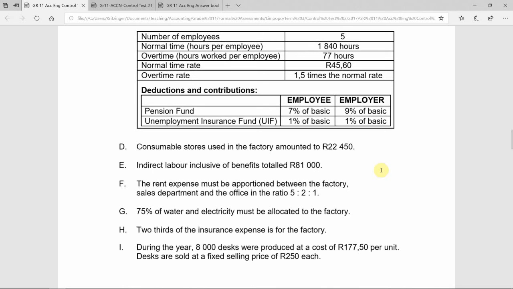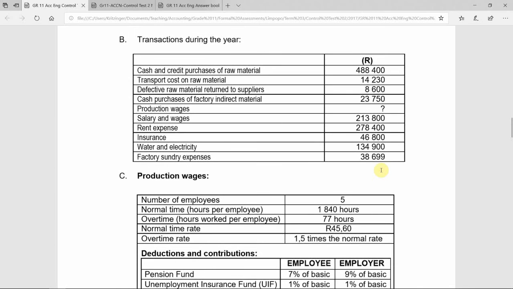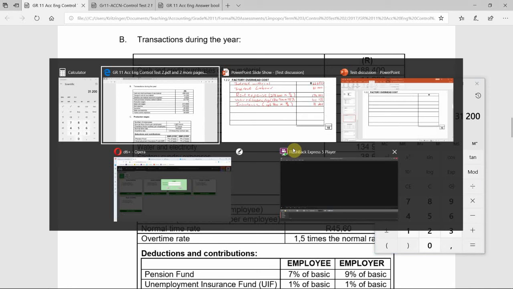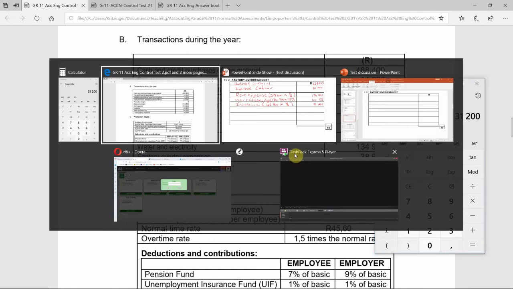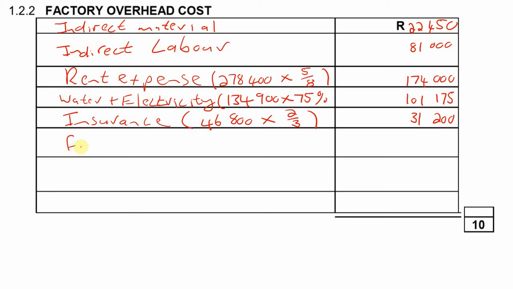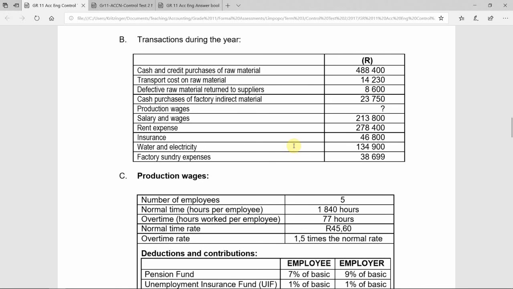During the year, 8,000 desks were produced at a cost per unit. Desks are sold at fixed selling price. Okay, so that doesn't relate to the factory overheads. Let's just go through the other information. Let's see if there are transactions during the year that we still need to consider. Yes, there are in fact factory sundry expenses we did not cover yet, so we can transfer factory sundry expenses. So that amount was given as 38,699.